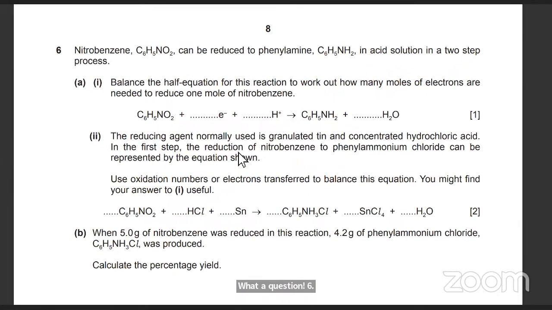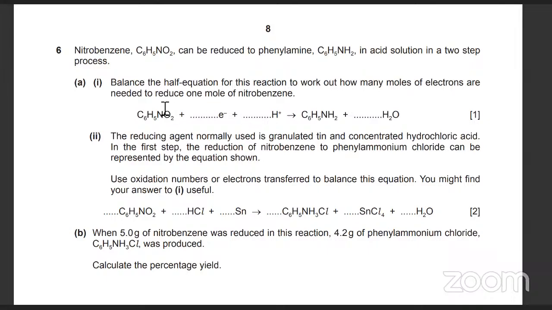Sir, I didn't understand this whole question, so let's try the whole thing. Okay, starting with the first one: nitrobenzene can be reduced to phenylamine in an acid solution in a two-step process. Balance the half equation for this reaction to work out how many moles of electrons are needed to reduce 1 mole of nitrobenzene. So the first part is you just have to balance it.